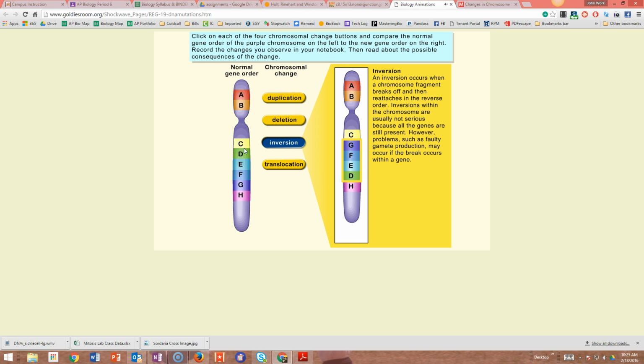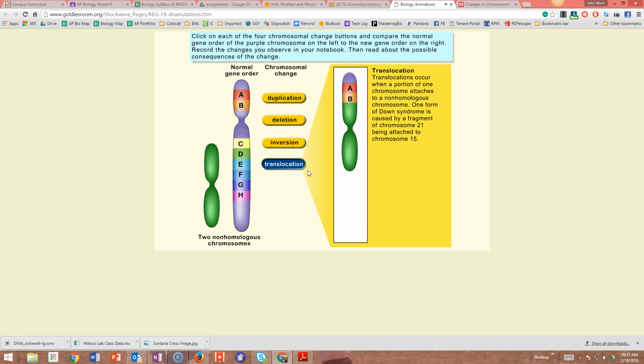Now, an inversion is where this little piece right here breaks off, flips upside down, and reattaches. So you have this kind of inversion, this flip around. And so does it lengthen or shorten? It does not either. It stays the same length. You just have a flip around. Inversions within the chromosome are usually also not serious because all the genes are still present.